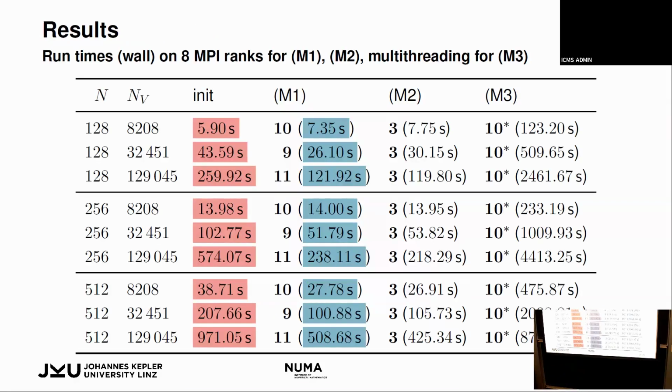So these are the runtimes. What do we have here? I used 8 MPI ranks for the fixed point iteration method and the Newton method, and I just let Umfpack figure out how many threads it needs on its own. In init, I show how much time it took to solve these decoupled static problems, which I then use as an initial guess.